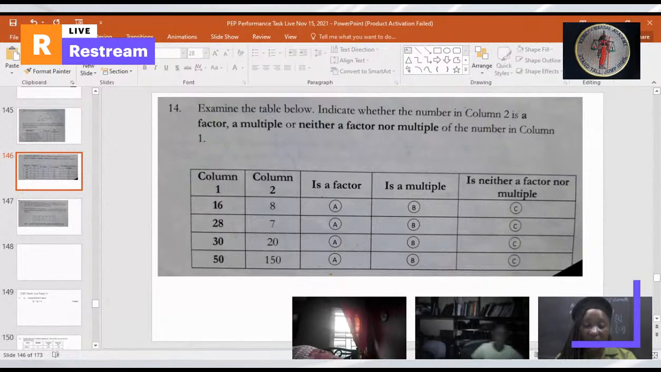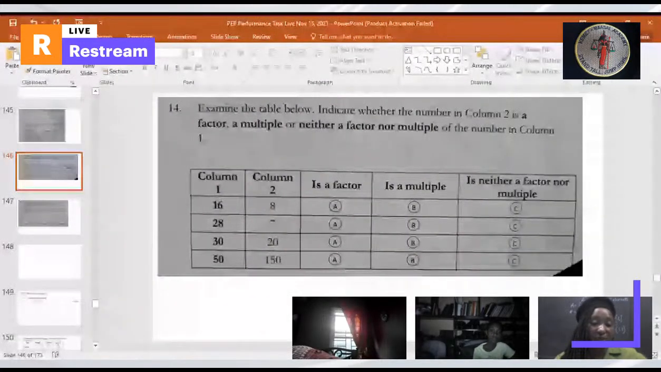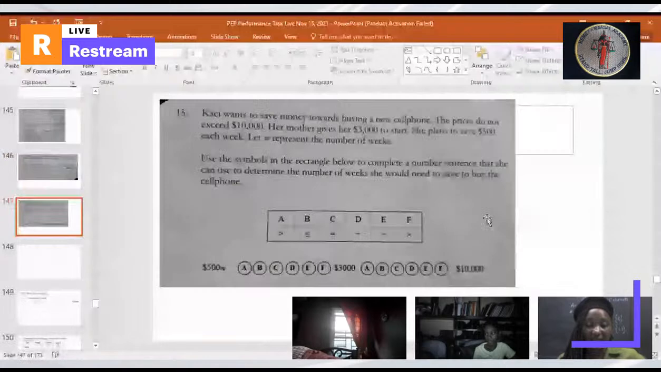And for the 28 and the 7, you would have circled B, that it's a multiple. And for the 50 and the 150, you would have circled A, that 50 is a factor of 150, rather than B, that is a multiple. So you have to be very careful with these instructions because you would have gotten the opposite answers if you did not read carefully. It says indicate whether the number in column 2 is a factor, multiple, or neither a factor nor multiple of the number in column 1. So it's always important to read carefully. And that's why I say read it at least twice.